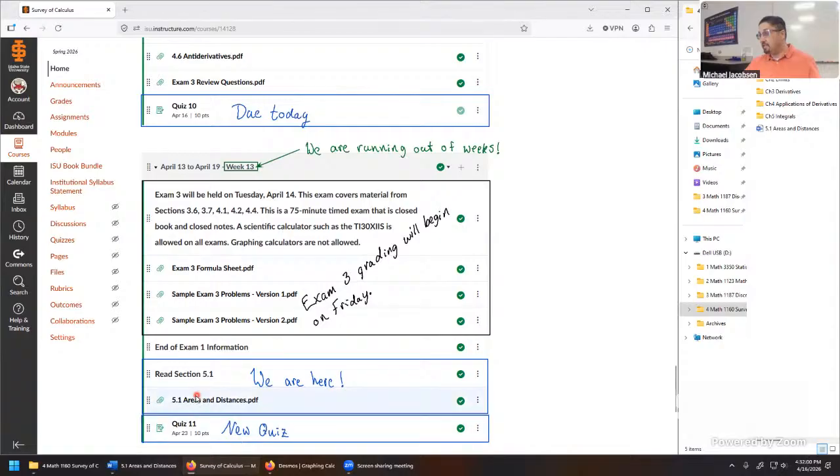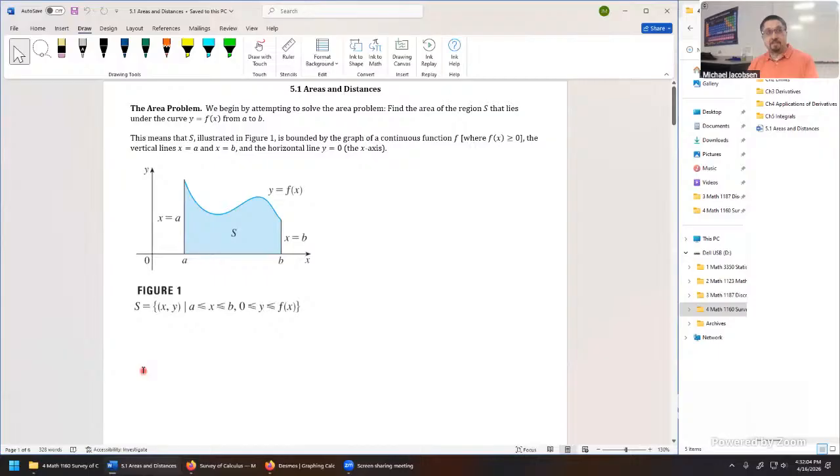So we are in section 5.1, and here's how it starts out. It begins discussing the so-called area problem, our next interesting topic in calculus. We want to find the area of the region S in that diagram below. It's bounded by really 4 different things. The horizontal line, which is the x-axis described as y equals 0, the horizontal line at height 0. It's also bounded by 2 vertical lines, x equals a, x equals b.